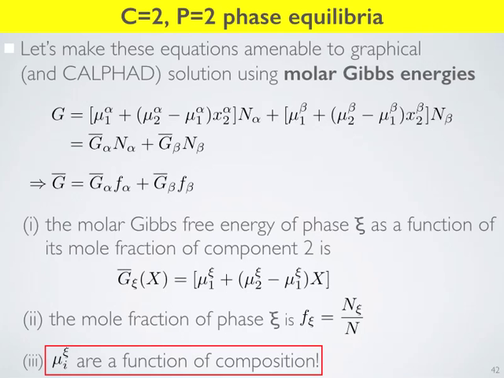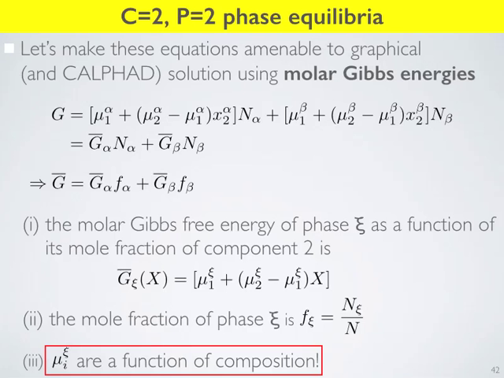So as you change the composition of your phase, the chemical potentials of the components in that phase are going to change. Imagine you have a phase with a mixture of silicon and carbon. As you change the proportions of silicon and carbon, the chemical potentials of silicon and carbon in that phase are going to change. And that is going to change your values of G. It's going to change G sub alpha and G sub beta. It's going to change the value of G for your total system. Everything's changing as you manipulate the phase compositions.